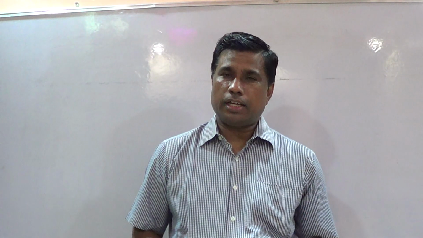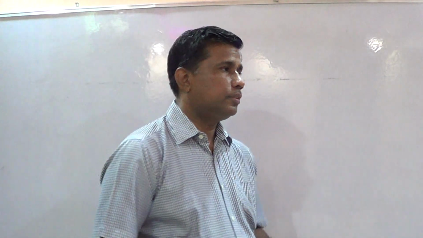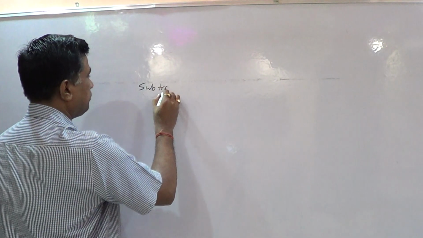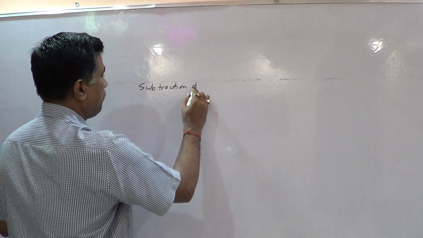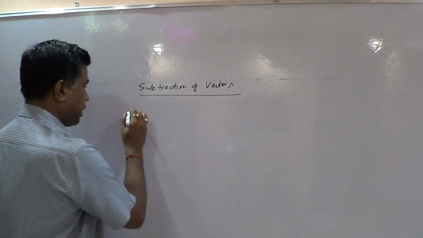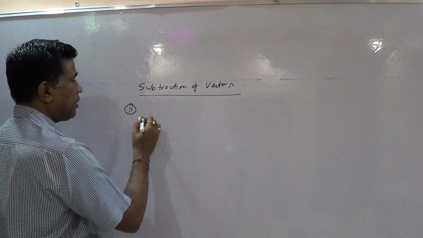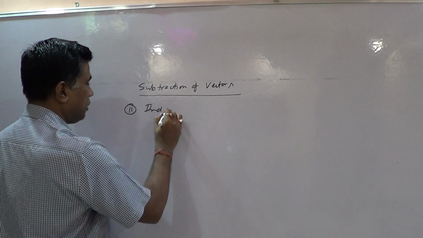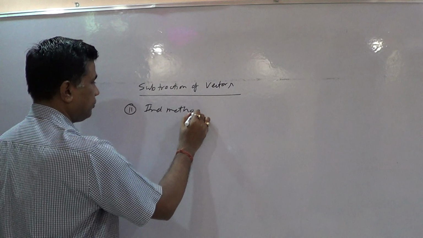Now students, I am going to discuss the second method of subtraction of two vectors. You can write this heading again, subtraction of vectors. I am going to discuss the second method. The first method I discussed in the previous video. So I am going to discuss the second method.